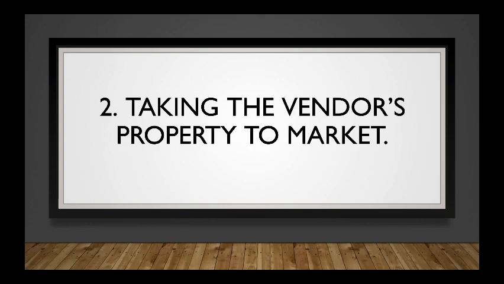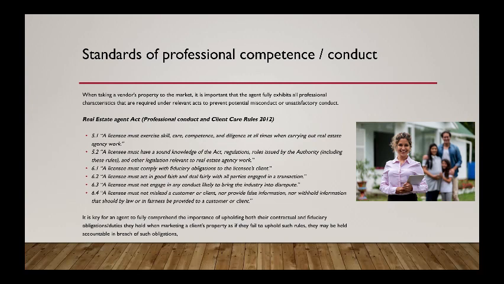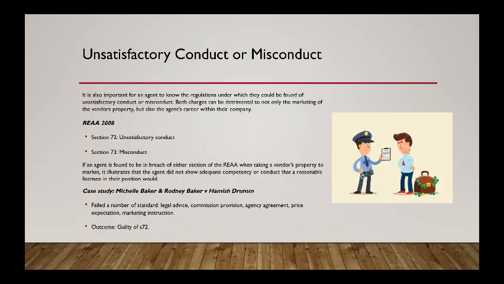The next key milestone is taking the vendor's property to market. Rule 5.1 of the REAA Act requires that all agents, when carrying out their real estate agency work, to always demonstrate such exercise skill, care, competence, and diligence at all times. Section 72 deems where the agent's action falls short in some aspects. On the other hand, Section 73 constitutes a serious negligence or incompetence that is highly disgraceful by professional standards.